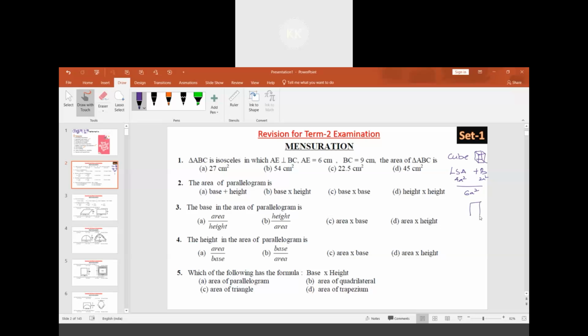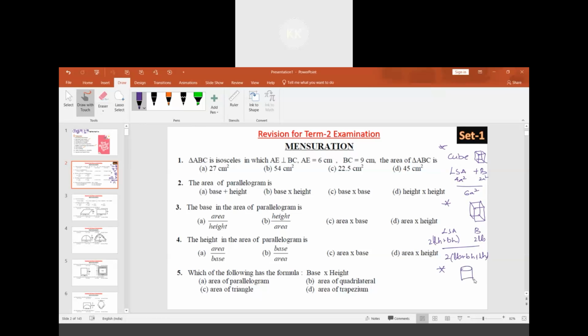For a cuboid, if length, breadth and height are given by L, B, H respectively, then its lateral surface area is 2 times (LH plus BH). And if the bases are considered, it is 2 times LB. Together, it becomes total surface area 2 times (LB plus BH plus LH). Questions related to these topics are application type of questions.